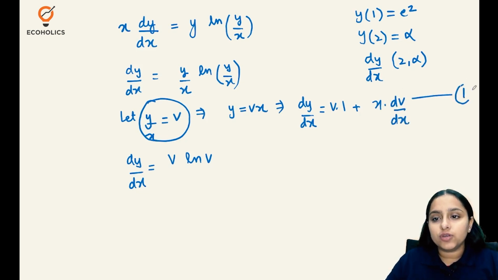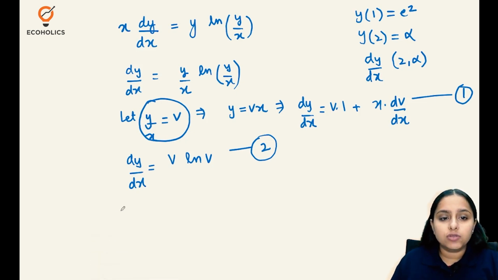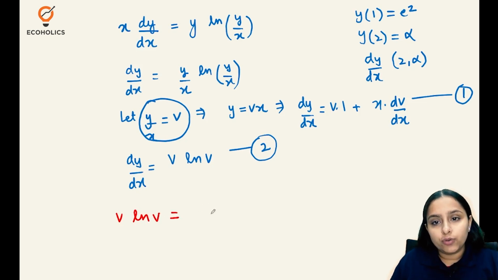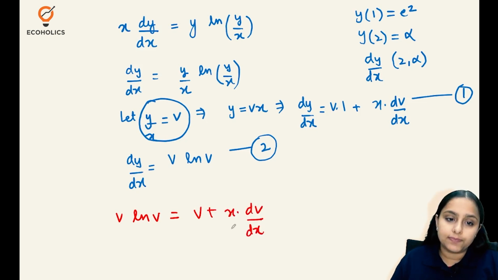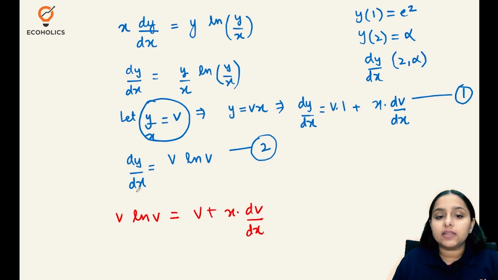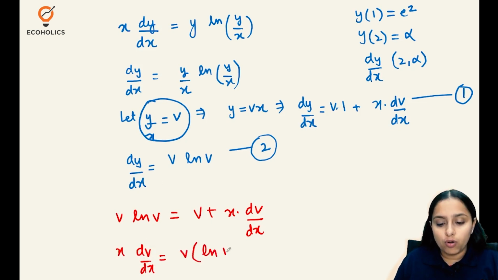So from equation 1 and equation 2, both of them are giving me the value of dy by dx. If I just equate these values, I would get v log v is equal to v plus x into dv by dx. Now what I can do is take this v to the other side. So I would get x into dv by dx is equal to v common, so I would get log v minus 1. This is what I will get.